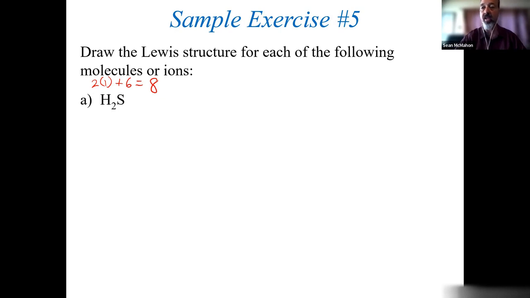Second, who's the central atom? Hydrogen can never be the central atom, ever. Okay, so what are we going to do? Sulfur is going to be in the middle, and hydrogen's always an exterior atom. For this to be a compound, and again, I know this is a compound. Why? Well, there's no charge. So it's a compound. Is it ionic or covalent? It's covalent.